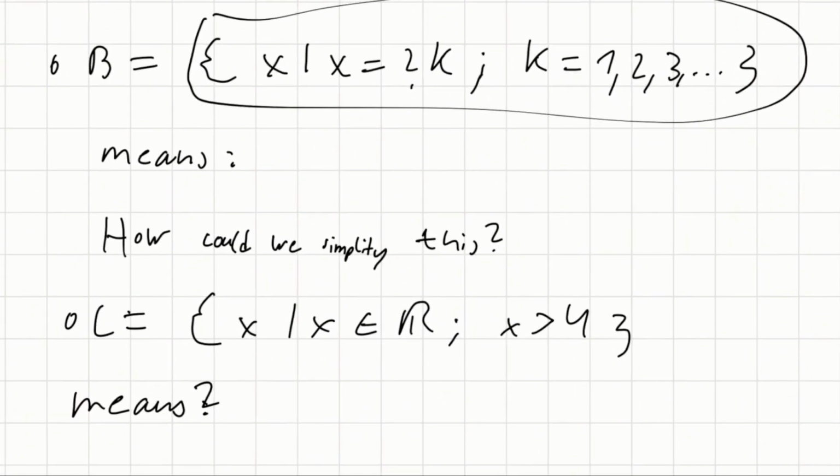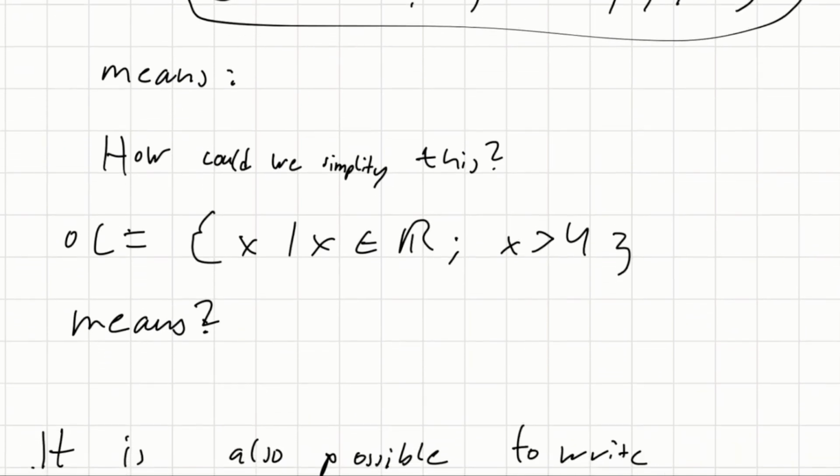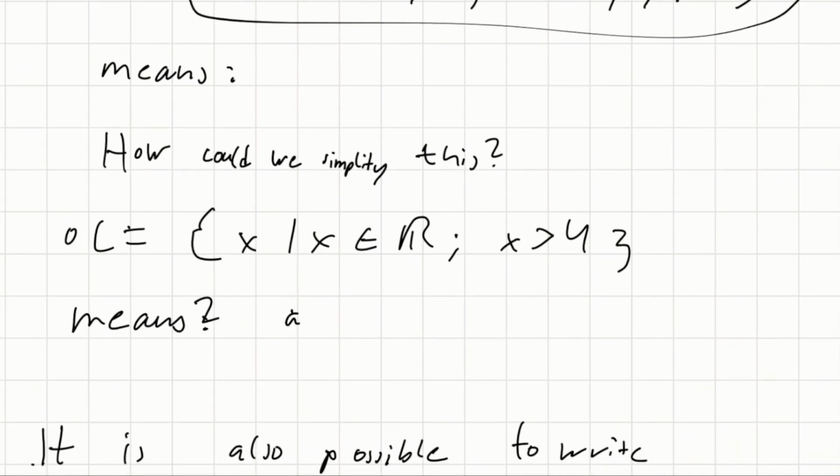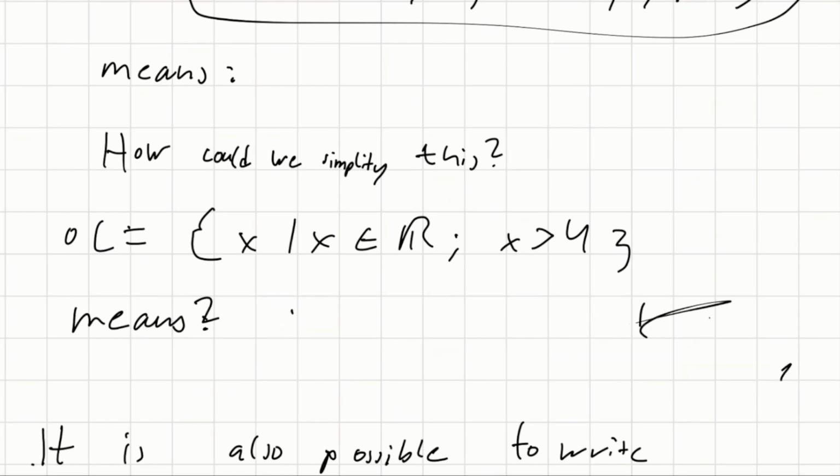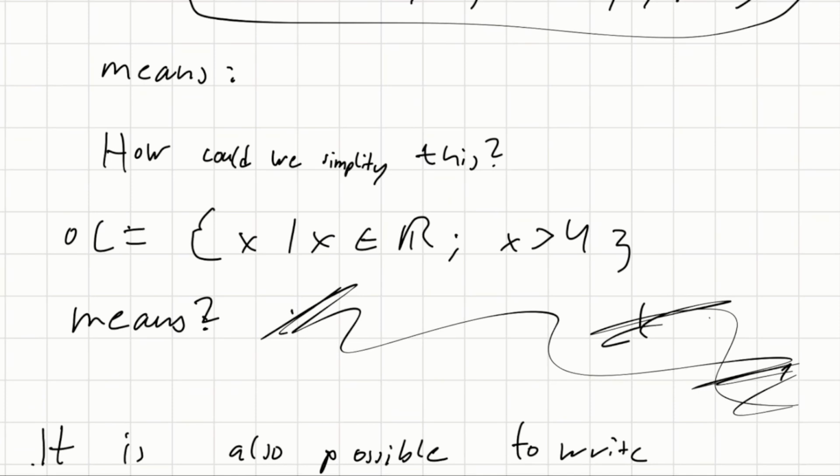So, second example. X with the element, x is a part of all real numbers and x is bigger than 4. Pause the video real quick. So what this means is basically all real numbers that are bigger than 4. For example, 4.1 or 4.000001. I think this should be clear. This is basic mathematical language, very easy.